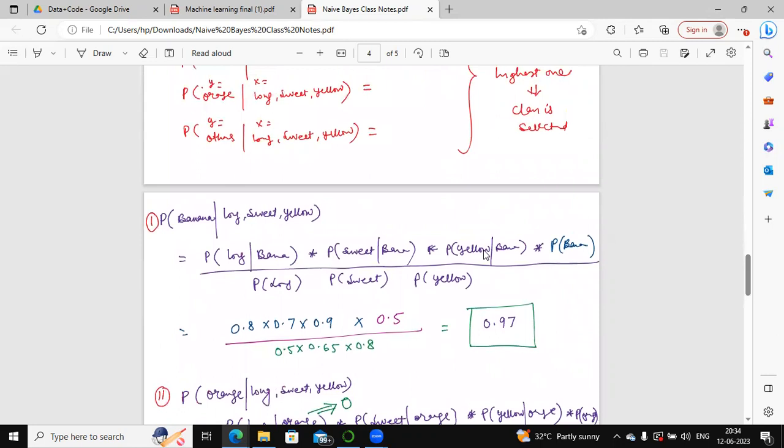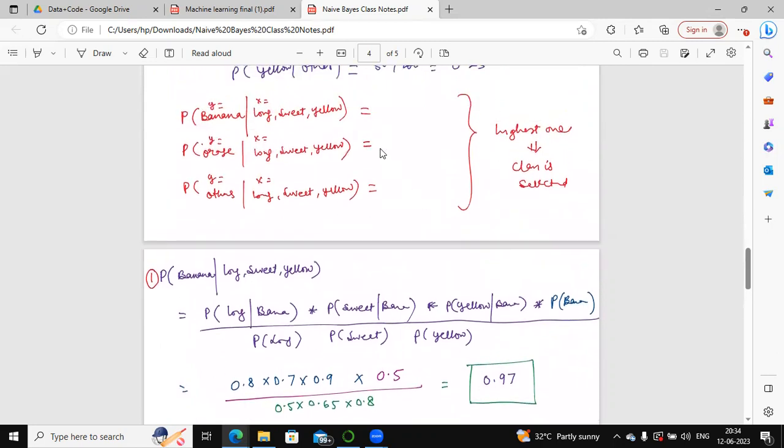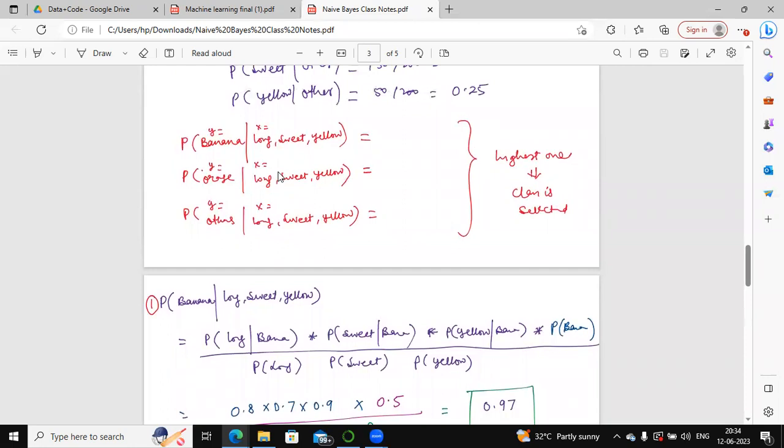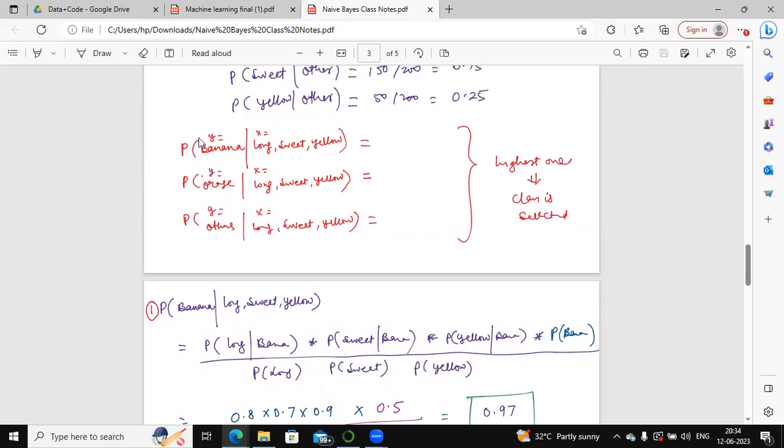So we have a 97% chance that a fruit which is long, sweet, and yellow is a banana. The class with the highest probability is selected. So when we consider a fruit being long, sweet, and yellow, we get that it is a banana.